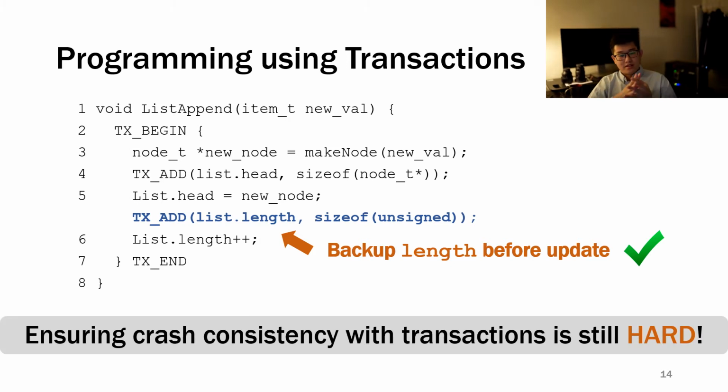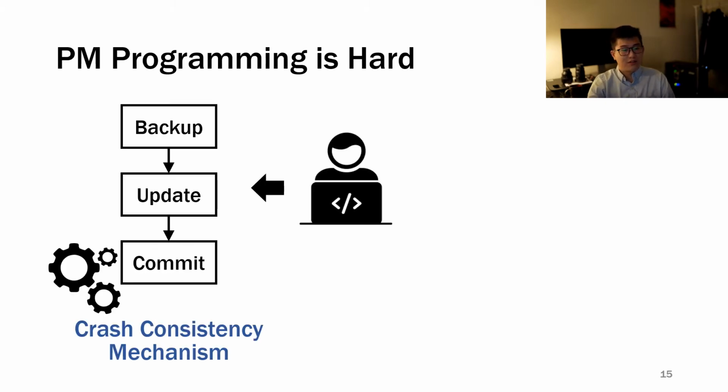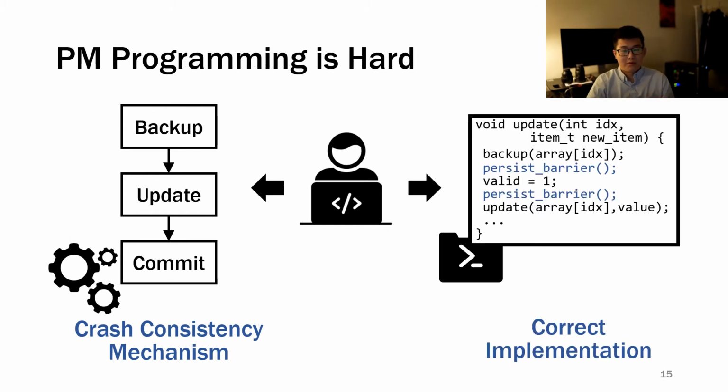So as we can see here, even though the transaction makes the code a lot simpler, we still need to have a very good understanding of the promise from the transaction, and also what we really want to modify, and what will be needed in the recovery procedure. So we can conclude that programming is hard for persistent memory. The programmer first needs to know how to design a crash-consistency mechanism, and then implement it correctly. Especially when using low-level primitives, they have to have a very good understanding of what the hardware provides and what they really want the program to behave like in terms of crash-consistency.